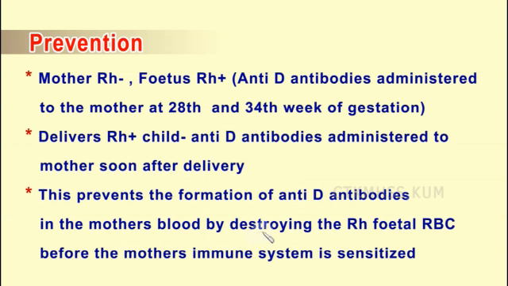So, now the fetal RBC will be present in the mother's body, so that mother's body gets sensitized. Mother's body will start producing the anti-D antibodies. So, before that we are giving passive immunity by giving anti-D antibodies, so that immediately these anti-D antibodies will destroy the RH fetal RBC, so that mother's body will not start producing anti-D antibodies. So, this prevents the formation of anti-D antibodies in the mother's blood by destroying the RH fetal RBC before the mother's immune system is sensitized. These are the preventive measures.